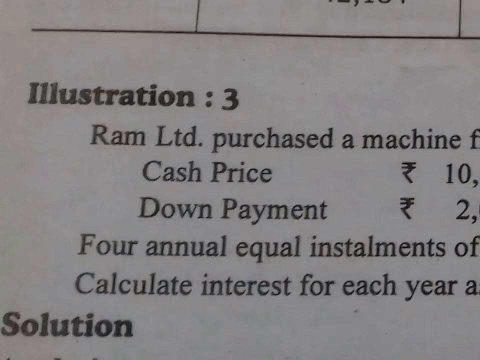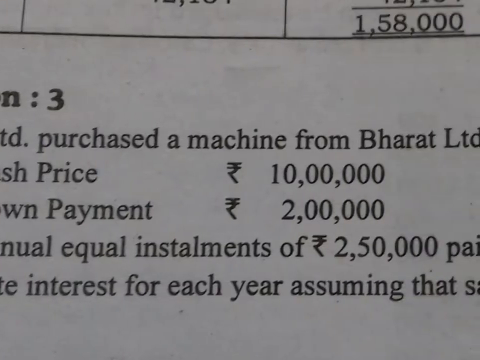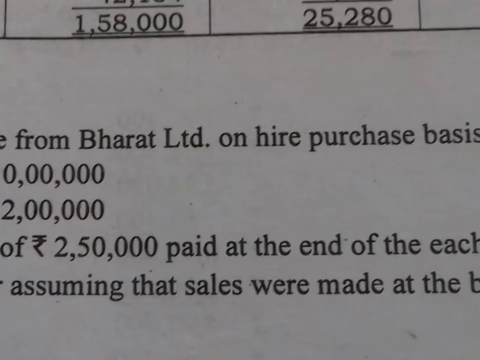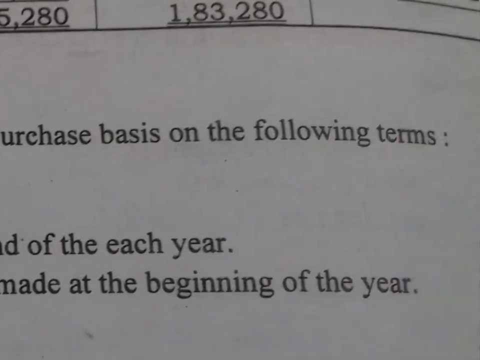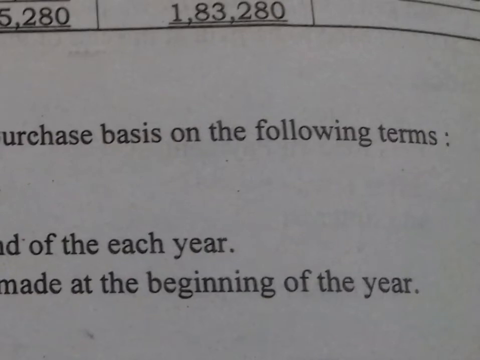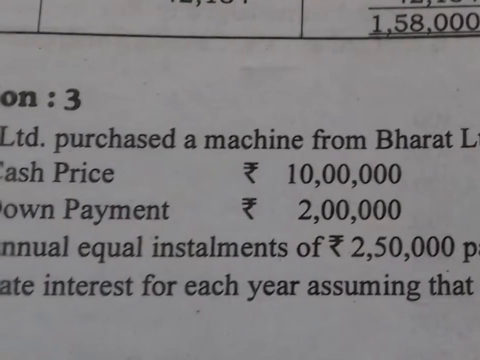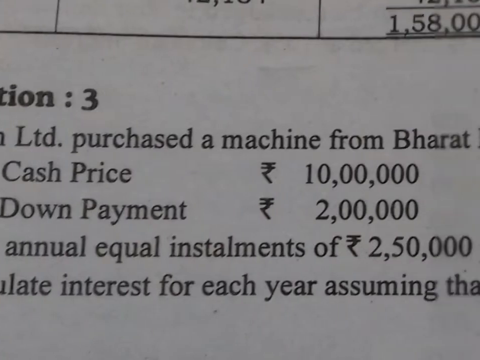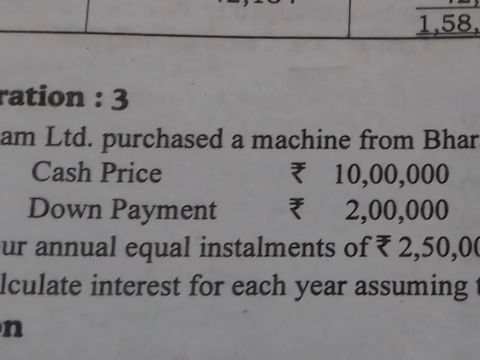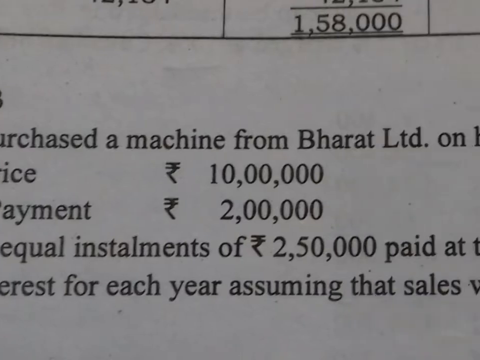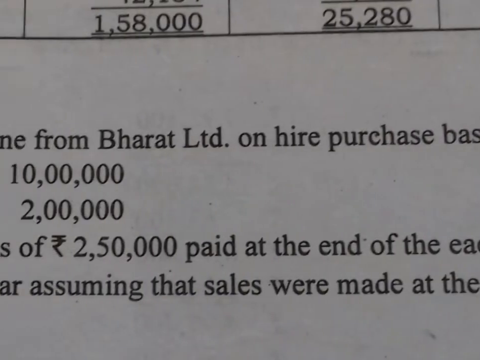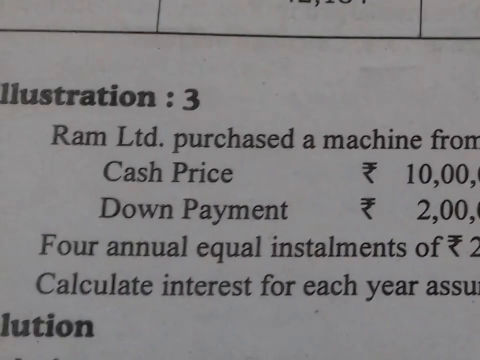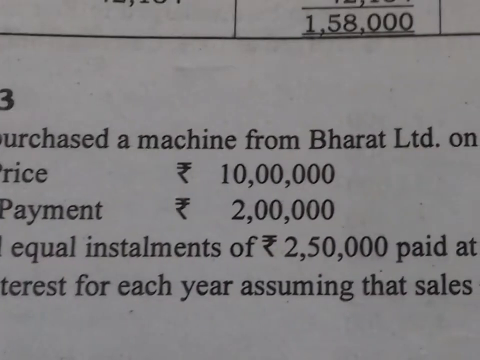Okay, so this is illustration 3 of your textbook, page number 248. Let us read it out. Ram Limited purchased a machine from Bharat Limited on hire purchase basis on the following terms. So students, in the very first line they have described two parties, Ram Limited and Bharat Limited. Ram Limited has purchased a machine from Bharat Limited on hire purchase basis. This means that Ram Limited is hire purchaser and Bharat Limited is hire vendor.